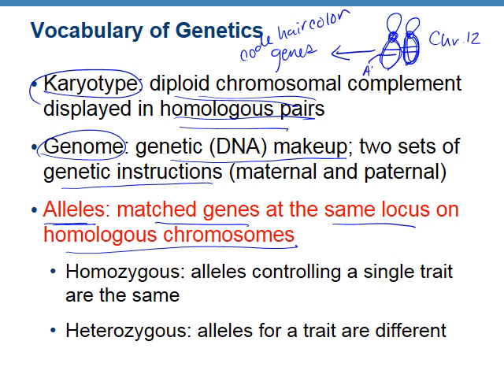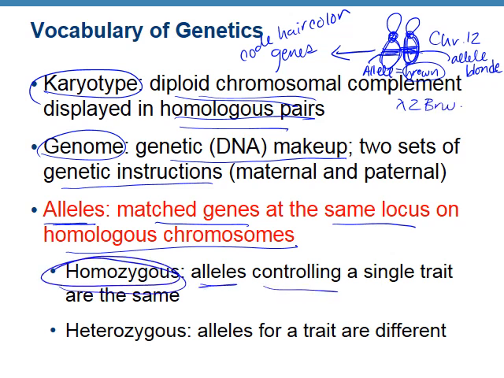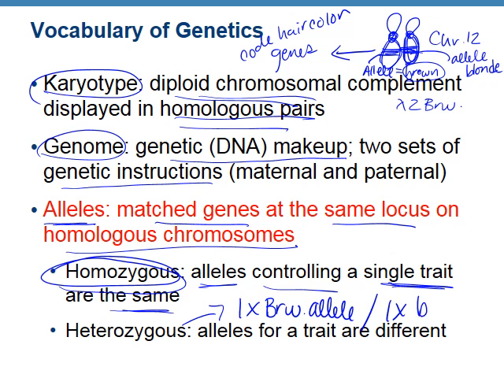I can have one allele that says brown hair, and I can have another allele that says blonde hair. If they match, if it's brown and brown, if I have 2 browns, we say this is homozygous. The alleles controlling a single trait are the same. So what's heterozygous? What if I had one brown allele and one blonde allele? That would be heterozygous.